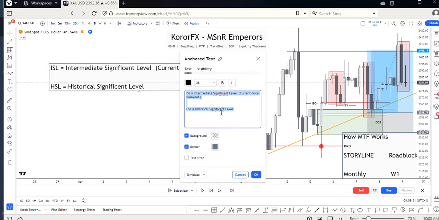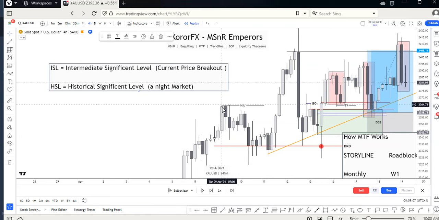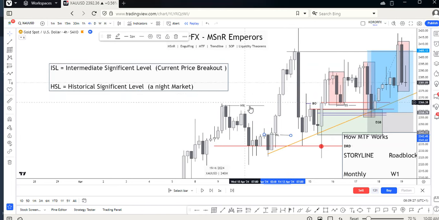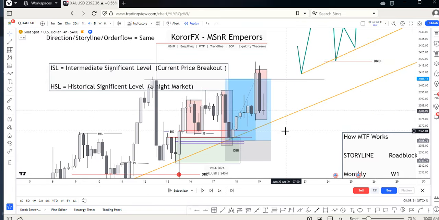So the other one, this breakout, the HSL is where most Malaysian SNR call a night market. A night market is where a crazy, huge fighting is happening, like buyers and sellers were fighting, and then that high that was created historically is where price broke that historical high, and then this is the ISL and that's the HSL. Does it make sense? Yeah. So right now we just broke the HSL.